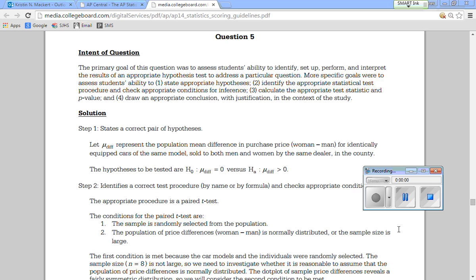This is question 5 from last year's exam. It was a full hypothesis test, a matched pairs t-test.